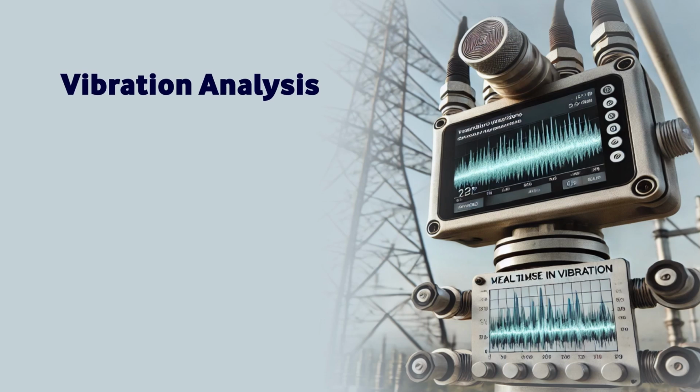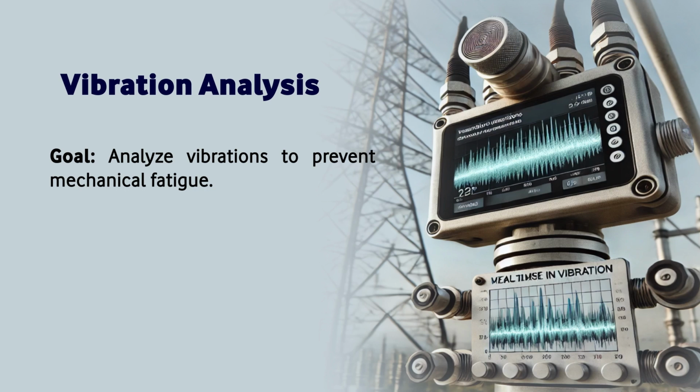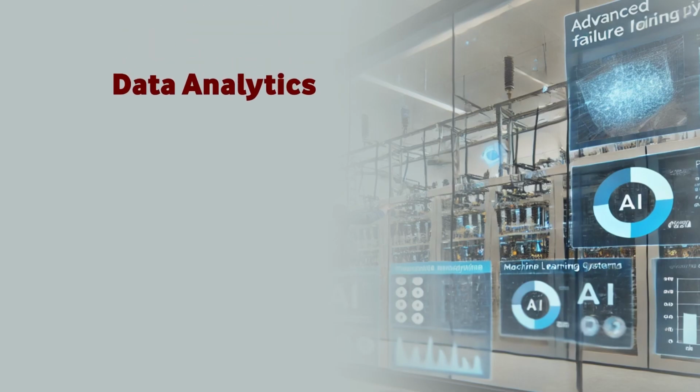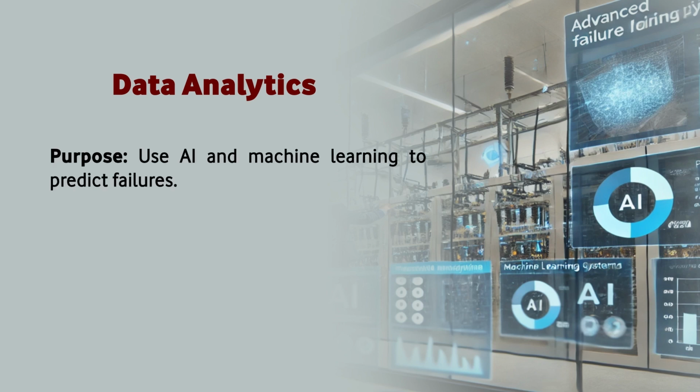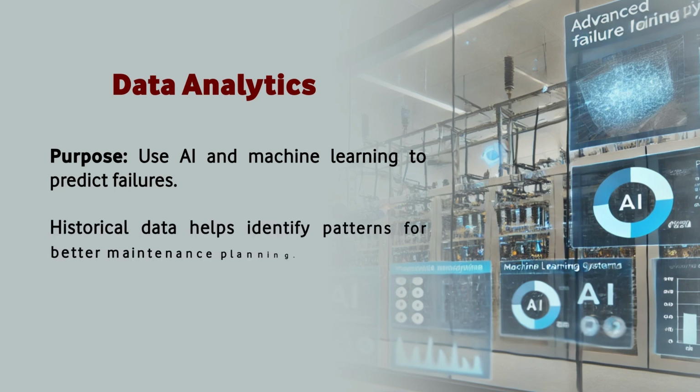Next, we will see vibration analysis. Power lines and cables, especially in high wind areas, can vibrate, leading to mechanical stress. By analyzing these vibrations, engineers can predict when and where wear and tear might occur. Next, data analytics. Historical data from sensors is analyzed using machine learning algorithms to predict future failures. This allows for targeted maintenance, reducing both cost as well as downtime.